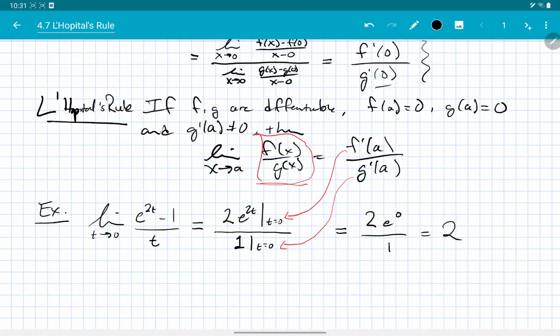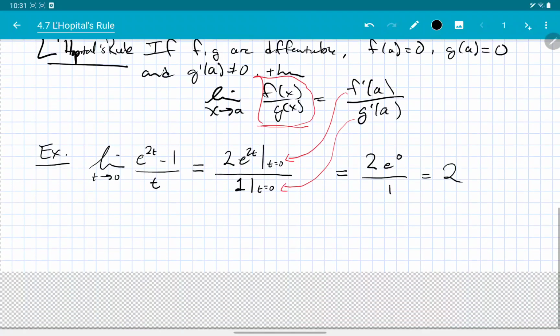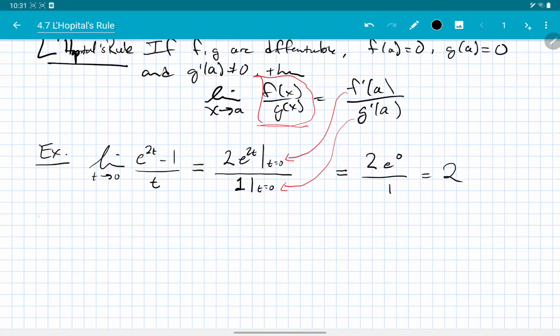And if you want, you can check on your calculator or use Wolfram Alpha and indeed take a look at a graph and confirm that yes, 2 seems like a reasonable answer. Let's do another limit.